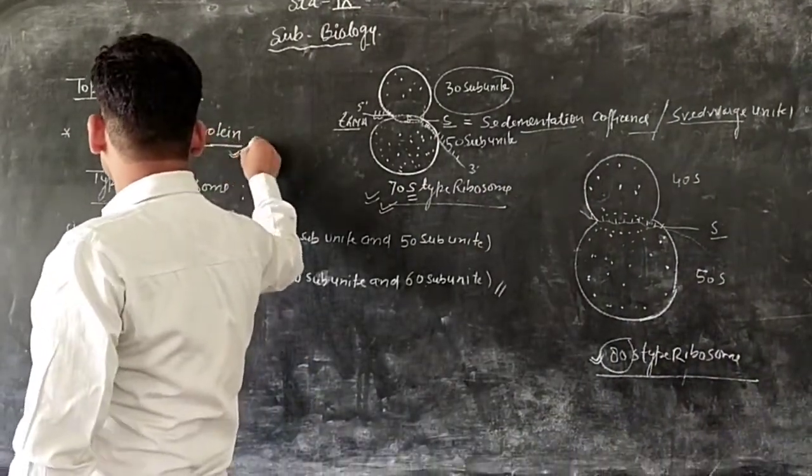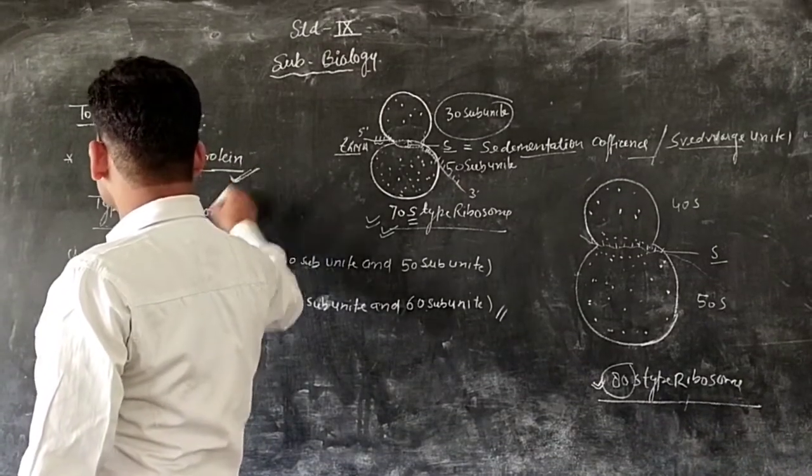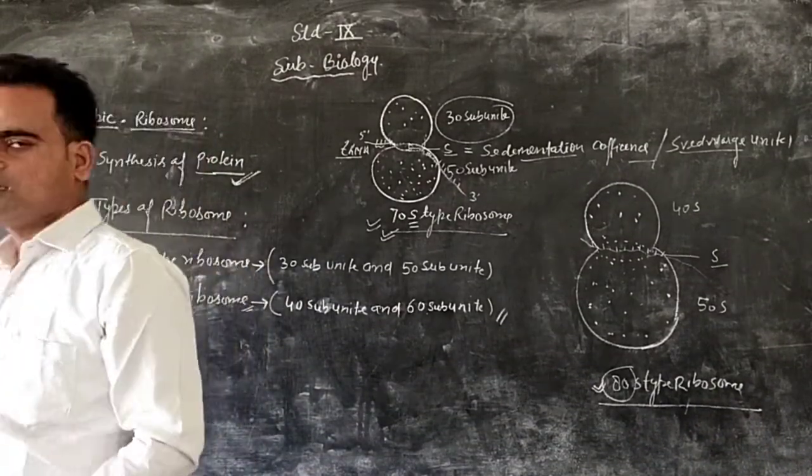The main function of the ribosome is the synthesis of protein, or protein ka sanshleshan.